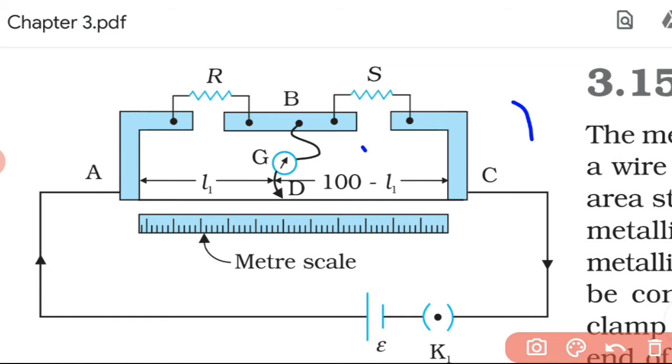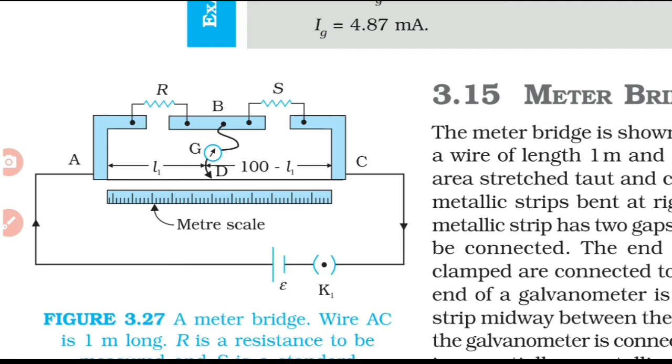And you have a point B on the copper strip. From the point B a galvanometer is connected, and the other end of the galvanometer is connected to a device called jockey. Jockey is a sliding contact. Sliding contact means it is just like a pen, not that much length. It is just like a cylinder, and on one end of the cylinder you have a knife-like structure.